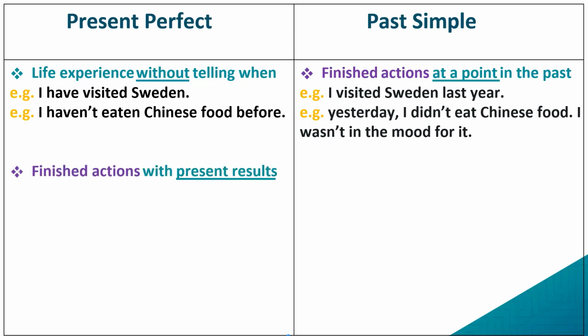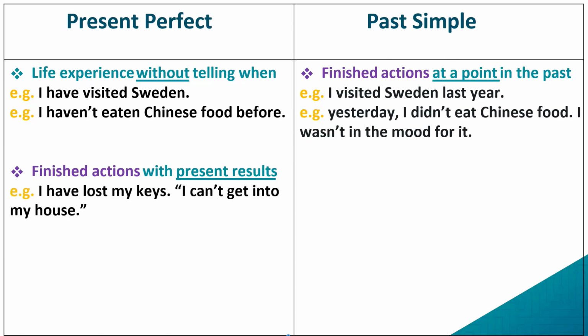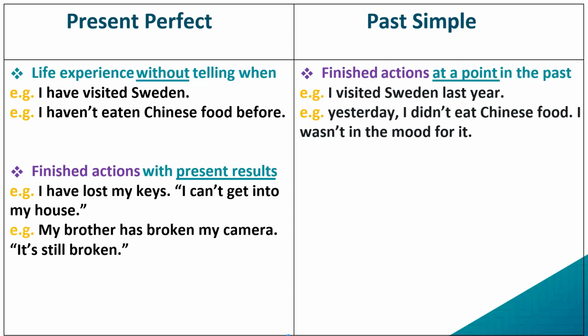Present perfect also describes finished actions with present results. And here we can see the link between the past and the present. An action started in the past and it has a result in the present. For example, I've lost my keys. This means I lost them and I can't get into my house. I still struggle with the situation. My brother has broken my camera. This means my camera is still broken, I can't use it.